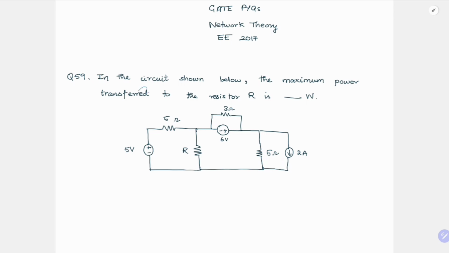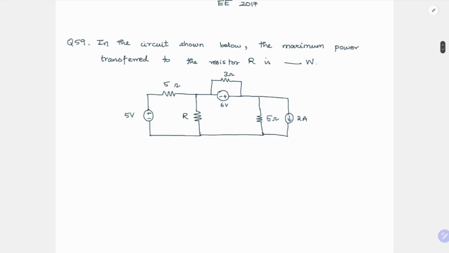This is again a simple question. In the circuit shown below, the maximum power transfer to the resistor R is dash watt. So we need to find the maximum power transferred. How will we find that? For that we need to find the value of R such that the maximum power is transferred to this R. So you can use the maximum power transfer theorem.